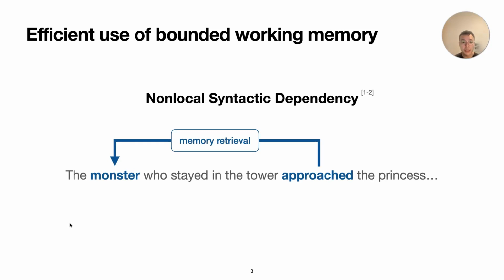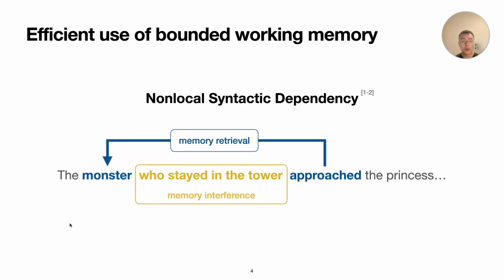Here's an example. In this sentence, there's a nonlocal dependency relation between the subject and the main verb that needs to be established during real-time processing. That is, at the main verb, language users need to retrieve the content of the head noun at the subject position. However, this retrieval process sometimes can be quite challenging.